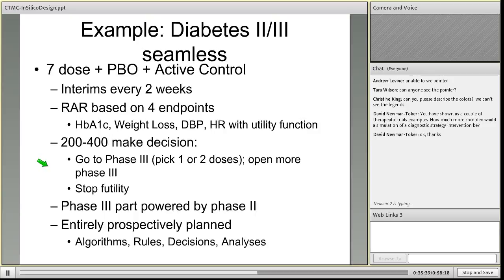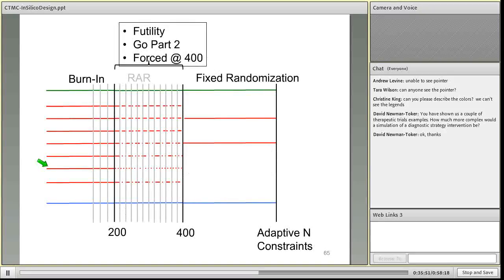Entirely prospectively planned, all by algorithm, all by rules and decisions that had been vetted through a 9-month process of simulation. We're much better at it now, and we could do this in 6 weeks perhaps, but at the time this was built, it was certainly cutting edge.